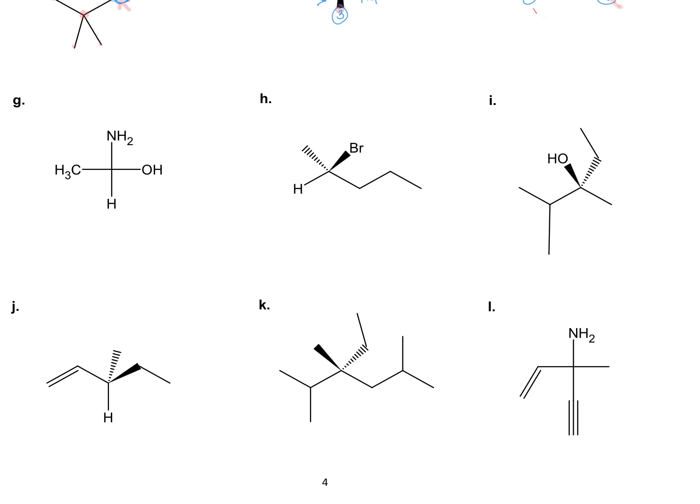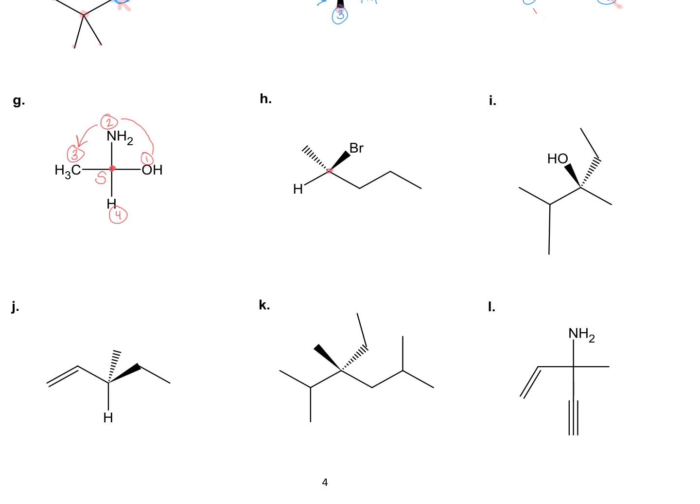All right, letter G. We have another Fisher projection. OH is 1, NH2 is 2, methyl is 3, and hydrogen is 4. Remember on the Fisher projection, the things that are on the horizontal are in the front. So in this case, the lowest priority group is already in the back. So our answer is what it is. 1 to 2 to 3, we're going counterclockwise. This is going to be S.